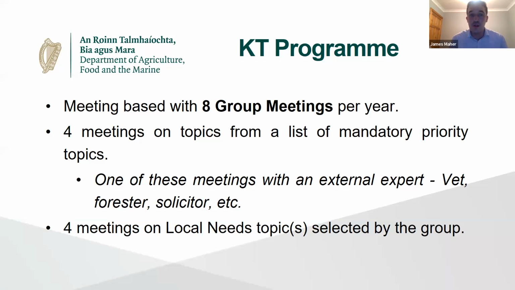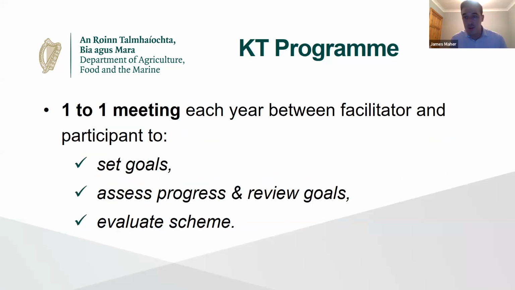And in addition to the 4 topics from the mandatory priority topics, the other 4 meetings will focus on a local need or local needs, which have been selected by the group. And as James mentioned earlier, the purpose of tonight's talk is to help select those local needs. I'd just like to also mention that there's now a guide on the website to help when you're submitting group applications and selecting local needs. And I'll share that in the chat just after the talk.